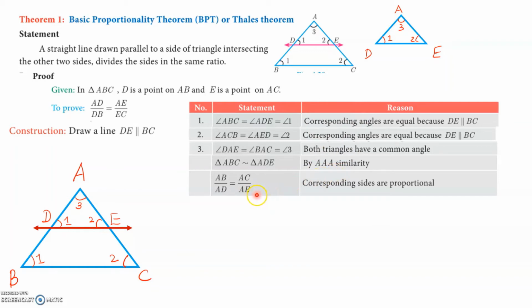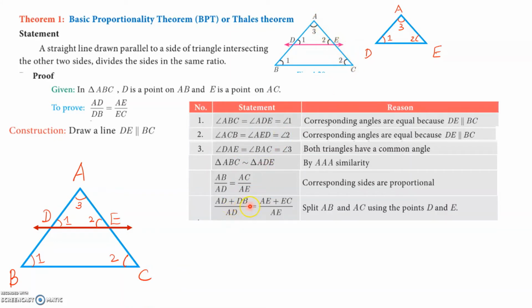Now we can say, because they're similar, the proportion of their sides is equal, which is AB, the length of the side here of triangle ABC, divided by AD is equal to AC divided by AE, right? So we have that here. AB divided by AD is equal to AC divided by AE because they are similar triangles. Next, this AB can be written as AD plus DB, and this AC here can be written as AE plus EC.